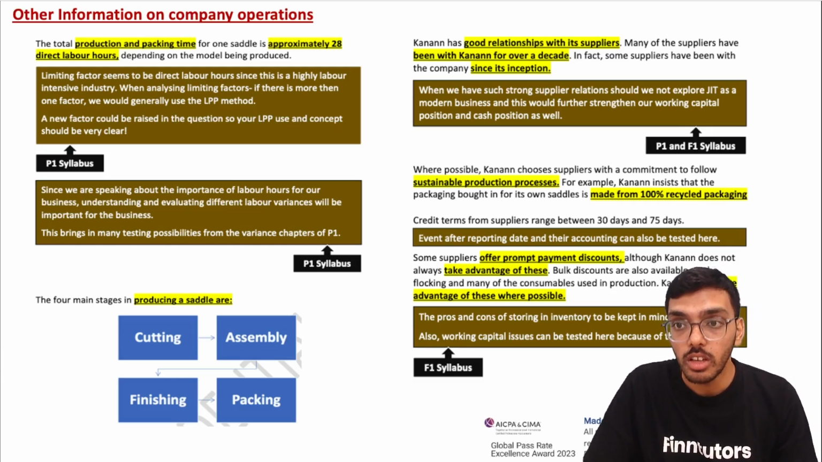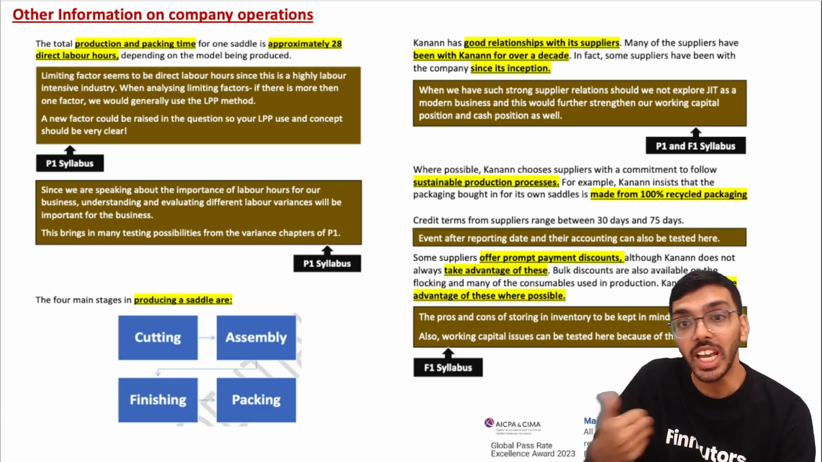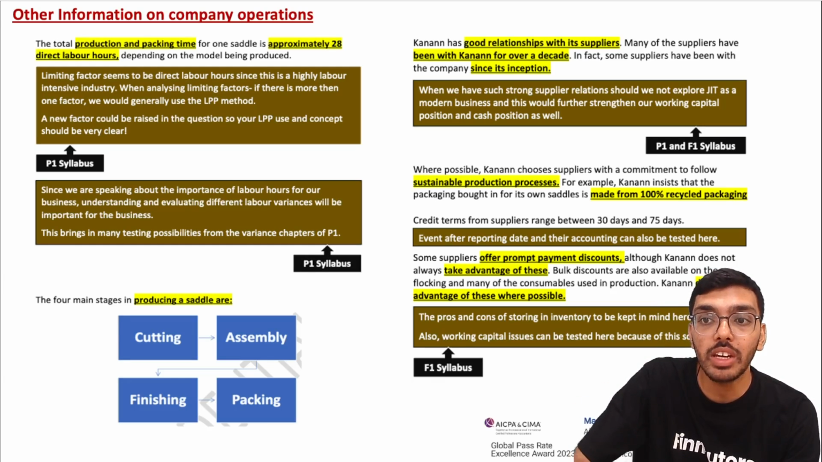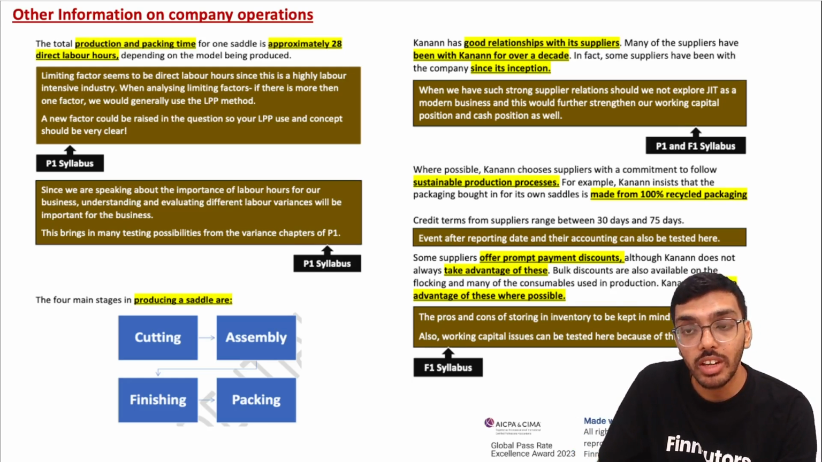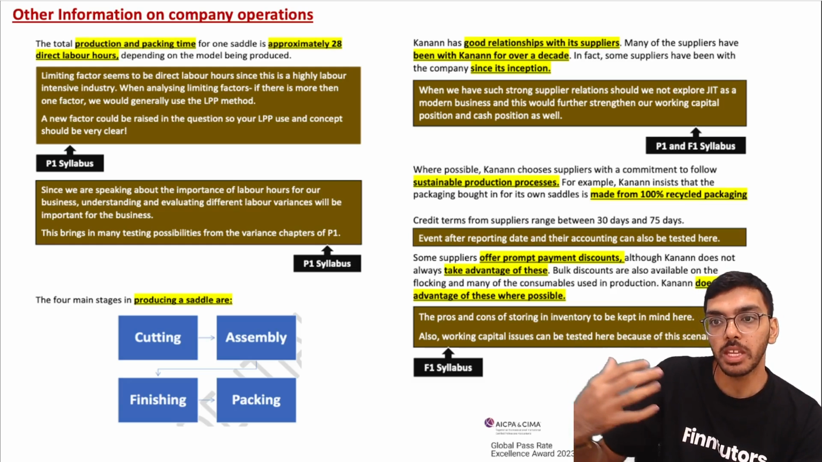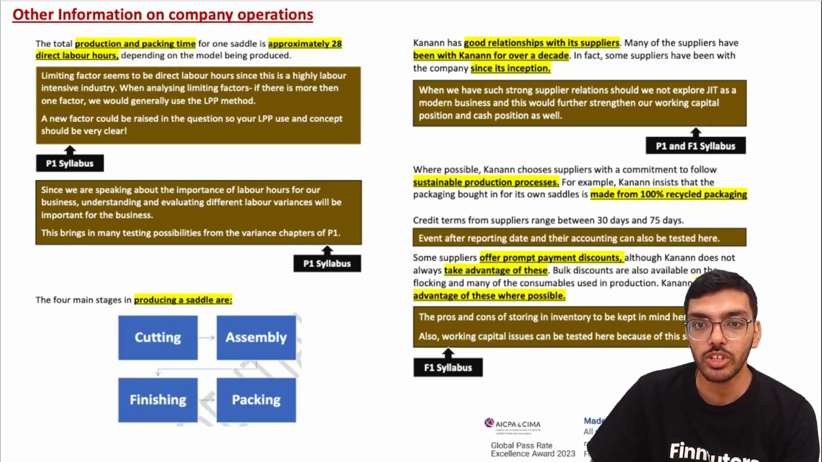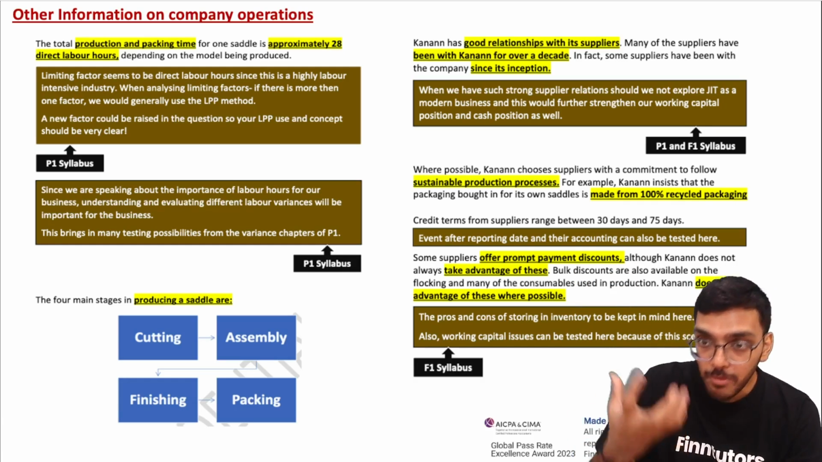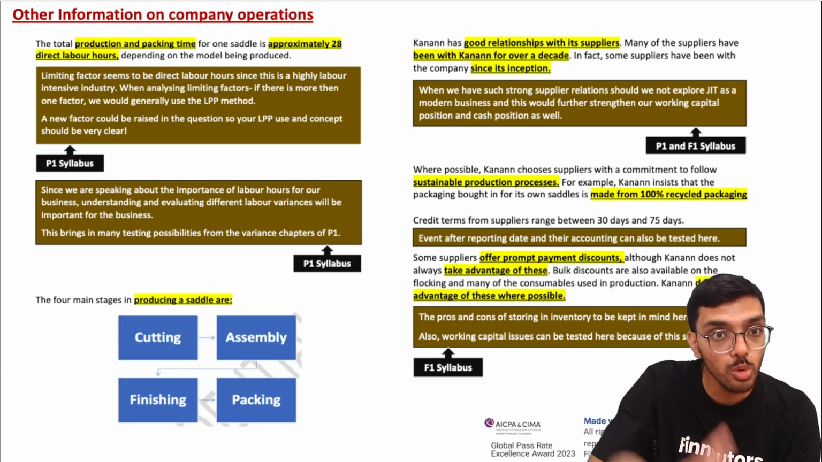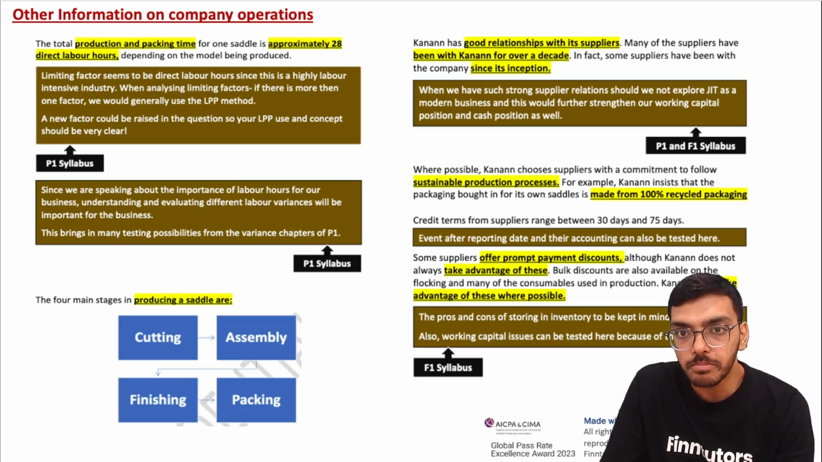In fact, some suppliers have been with the company since its inception, which means there is a strong supplier relation that exists, which again means that there is a great chance to explore JIT, just in time, as this would further strengthen our working capital position and cash position as well, because JIT means there is no inventory. As soon as something comes in from your supplier, it goes into production. So JIT is a modern manufacturing technique which can help us have more cash not invested in waste areas so that we can use it in, let's say, growth, let's say, machine buying or whatever.